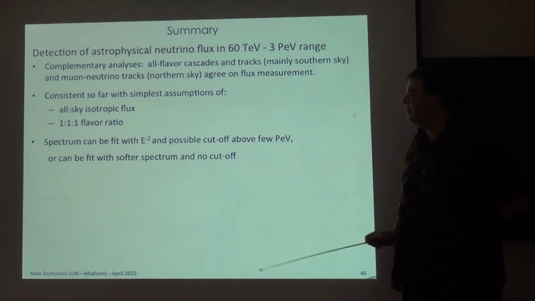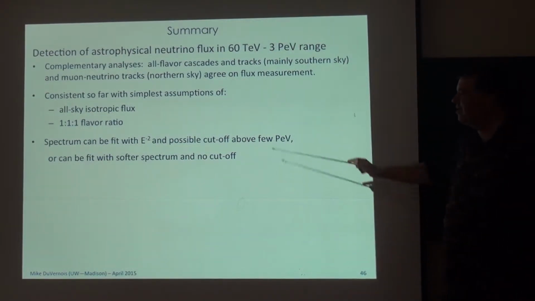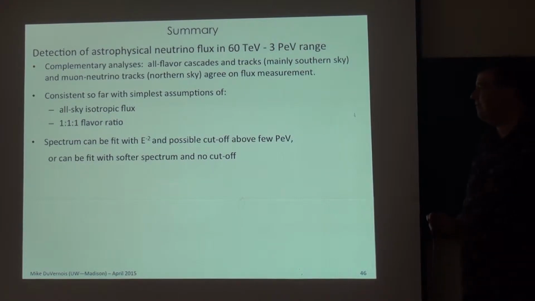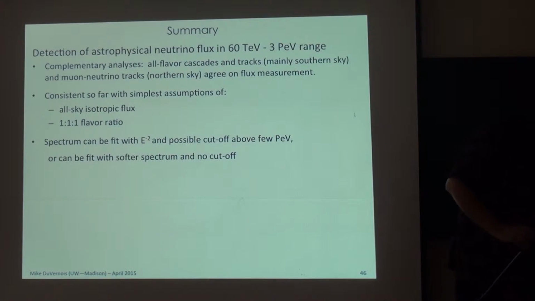So that's a relatively weak statement for taus, but is a pretty strong statement for electrons and for muons. The spectrum, so in theorist-friendly terms, the spectrum could easily be fit with e to the -2 and a cutoff above a few PeV, or with a softer spectrum and no cutoff. So there's a range of possibilities there.